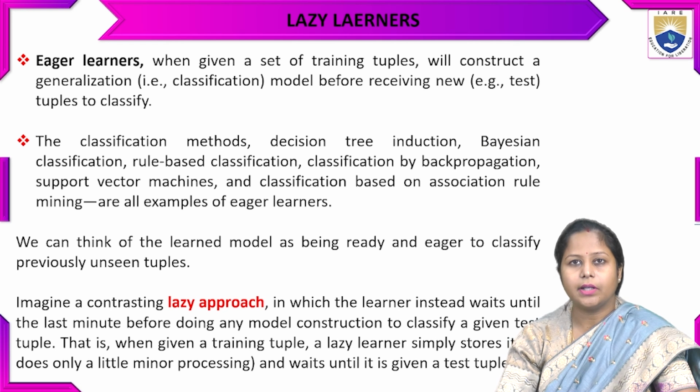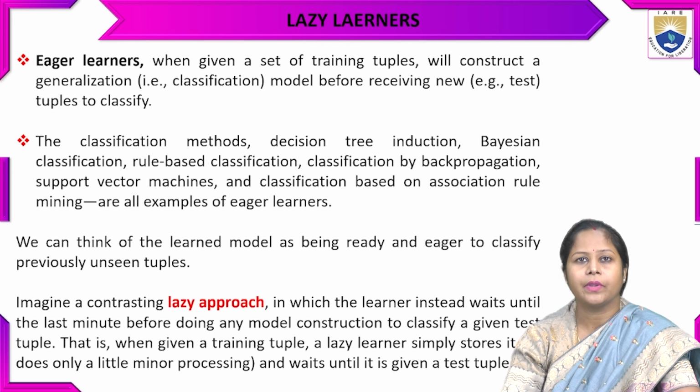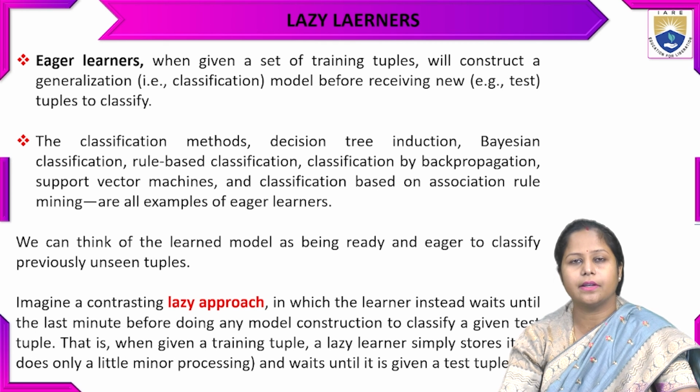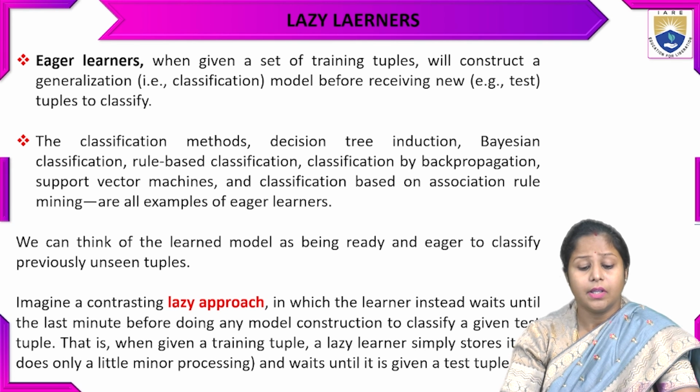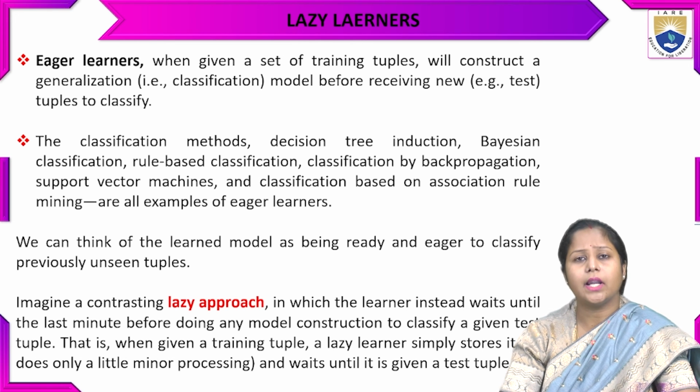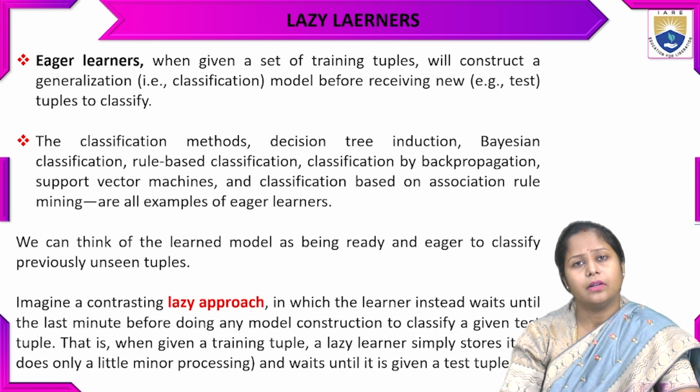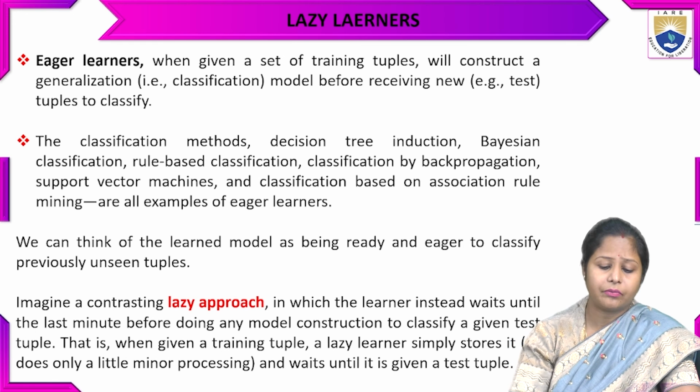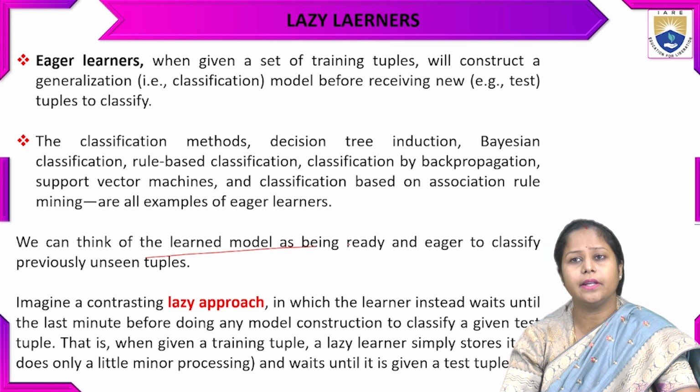Lazy learners. This is also classification, right? So eager learners, when given a set of training tuples, will construct a generalization, that is a classification model, before receiving new tuples to classify. The classification methods: decision tree induction, Bayesian classification, rule-based classification, classification by backpropagation, support vector machines, and classification based on association rule mining. Those are all examples of eager learners. So what are lazy learners? We can think of the learned model as being ready and eager to classify previously unseen tuples.